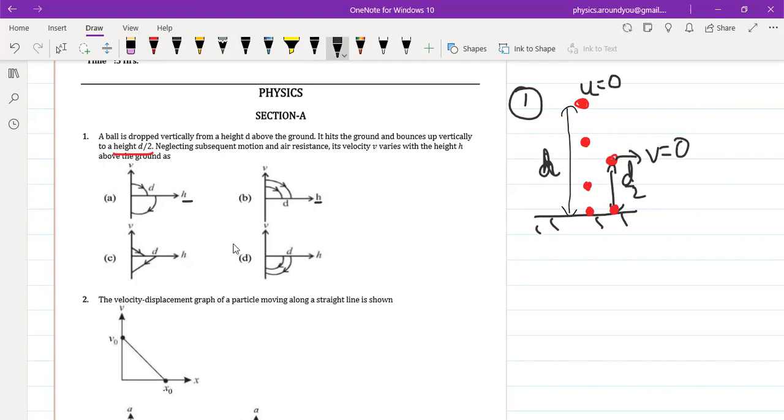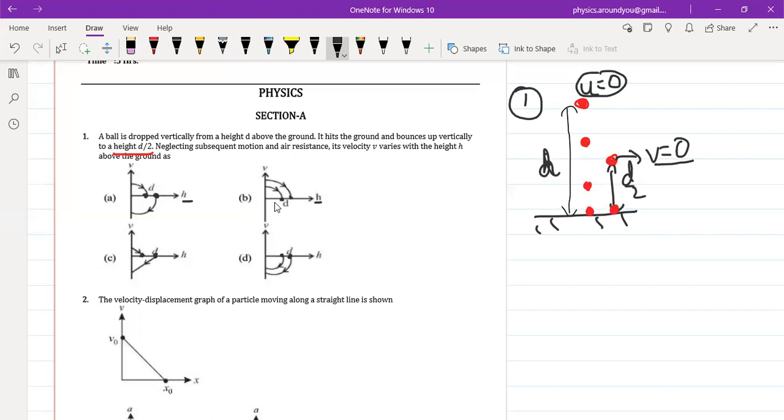So from the graphs, I should see what all satisfies the following condition. Very first condition is at a height d, velocity should be 0, and at a height of d by 2, velocity should be 0. So there should be 2 points at which velocity is 0. One is d, the other is d by 2. Unfortunately, all the four options satisfy this condition. The rightmost point is d, the left one is d by 2. That is to be understood.